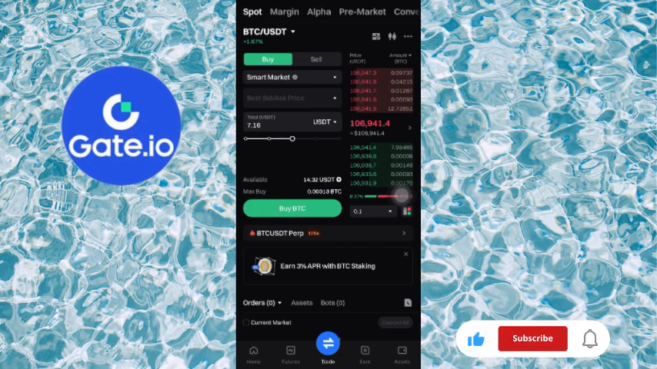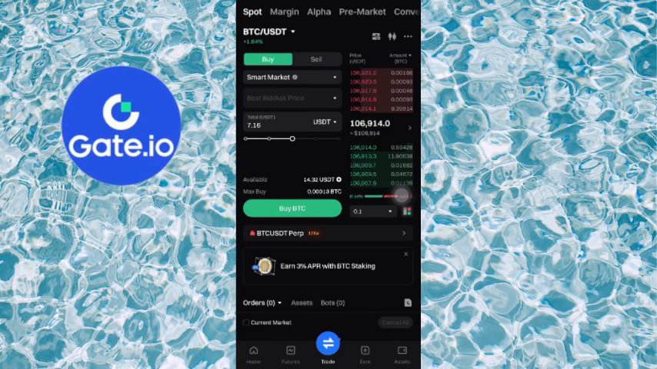So in order for you to buy BTC, make sure you have USDT on your gate.io account. Make sure you have it, or else you won't be able to buy BTC. When you are done with that, you can go over to buy, and that is how you'll be able to buy BTC on gate.io. It is very simple.